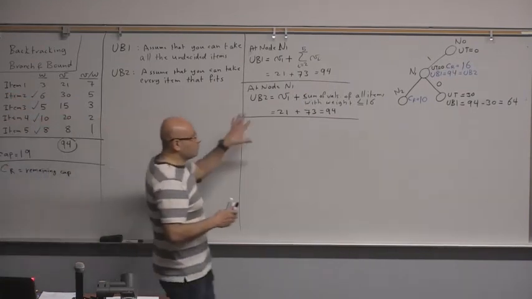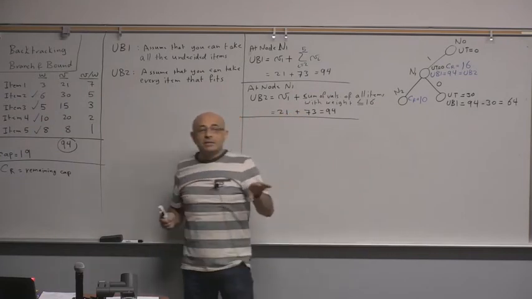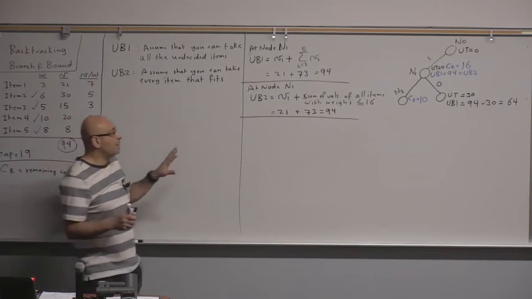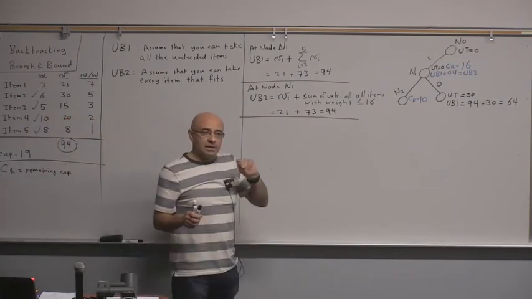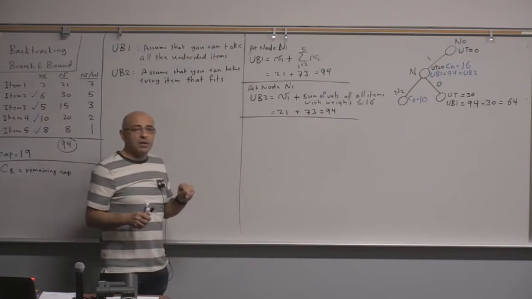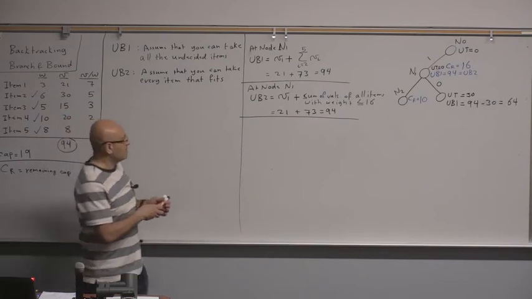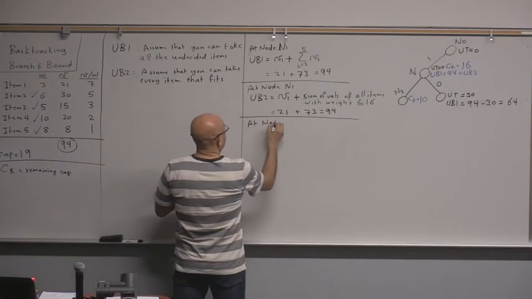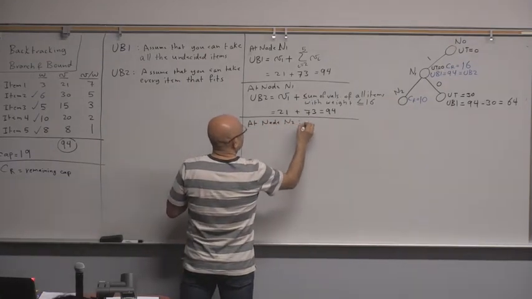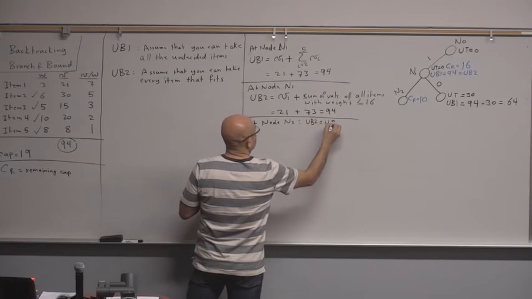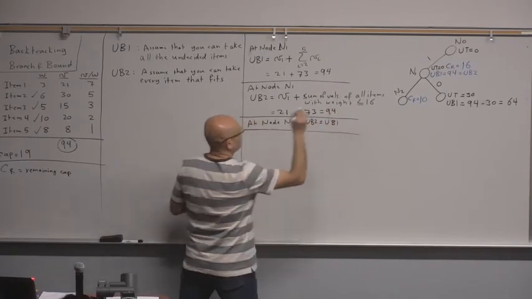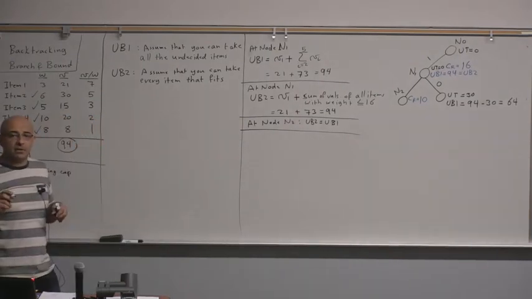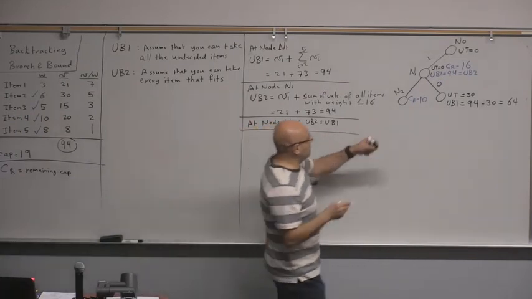So these are simple bounds. Later on in this lecture, we will cover the fractional knapsack-based upper bound, which will give more accurate results. So in fact, at node N2, UB2 equals UB1, because the weights of all remaining items are less than or equal the remaining capacity of 10.